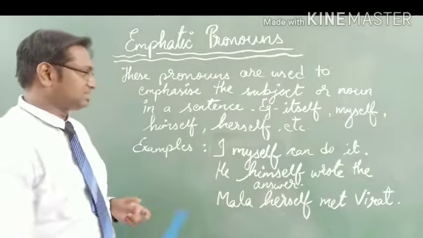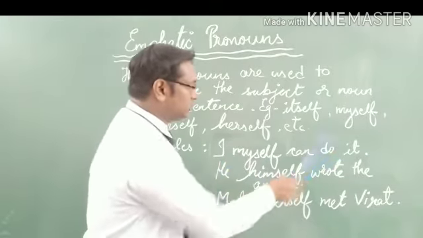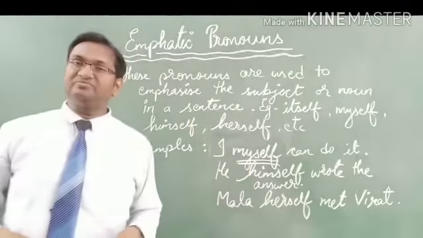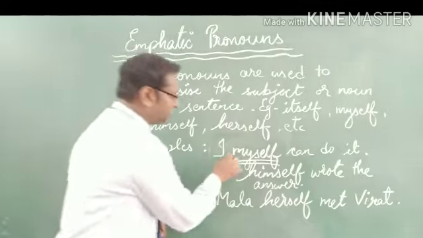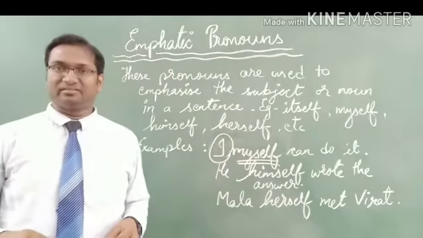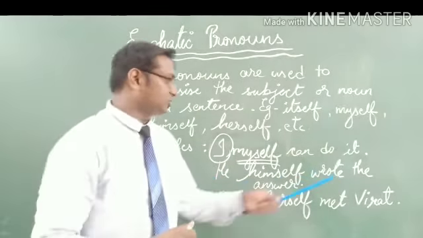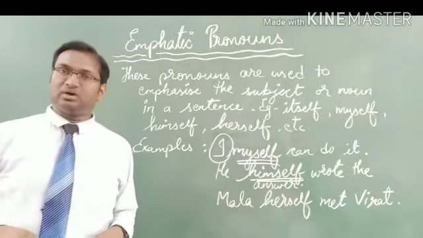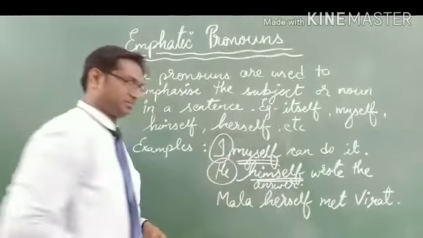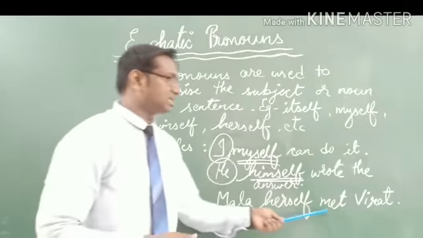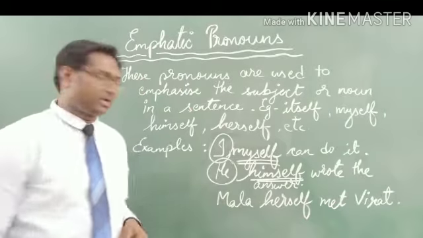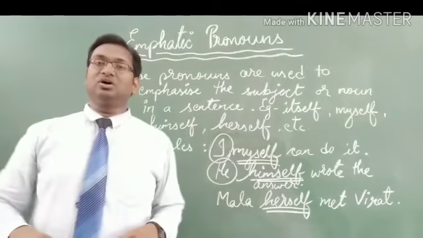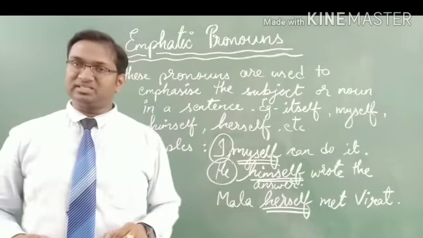Now let's see the sentences. I myself can do it. Over here, myself is your emphatic pronoun. Why? Because it emphasizes the subject I. Second, he himself wrote the answer. Again, himself is your emphatic pronoun and the subject is he. Third, Mala herself met Virat. Over here, herself is an emphatic pronoun because Mala is your subject. I hope this much is clear to everyone.